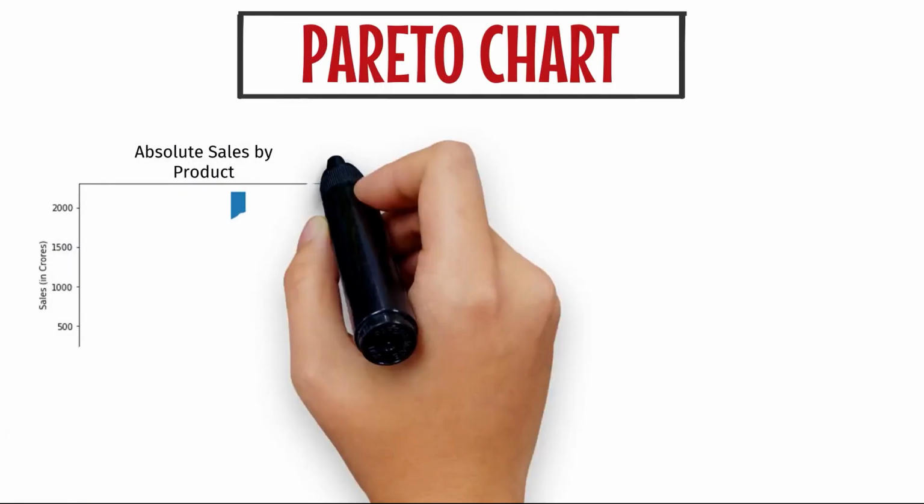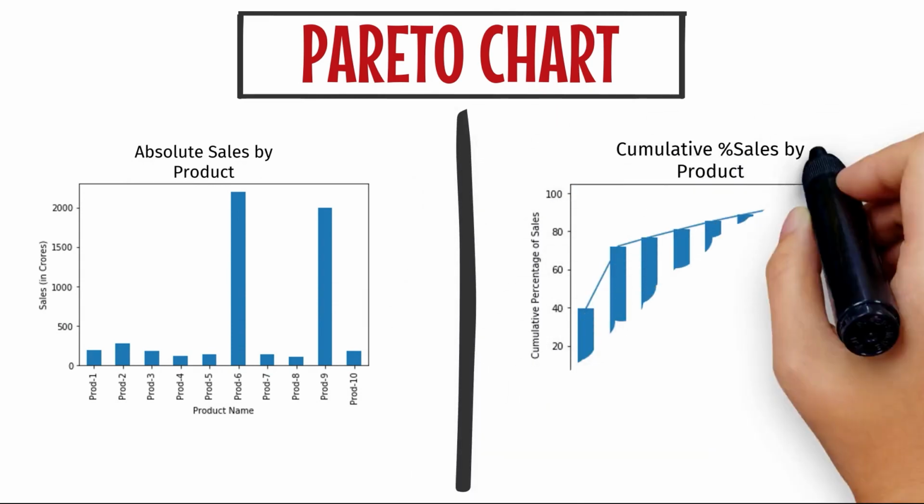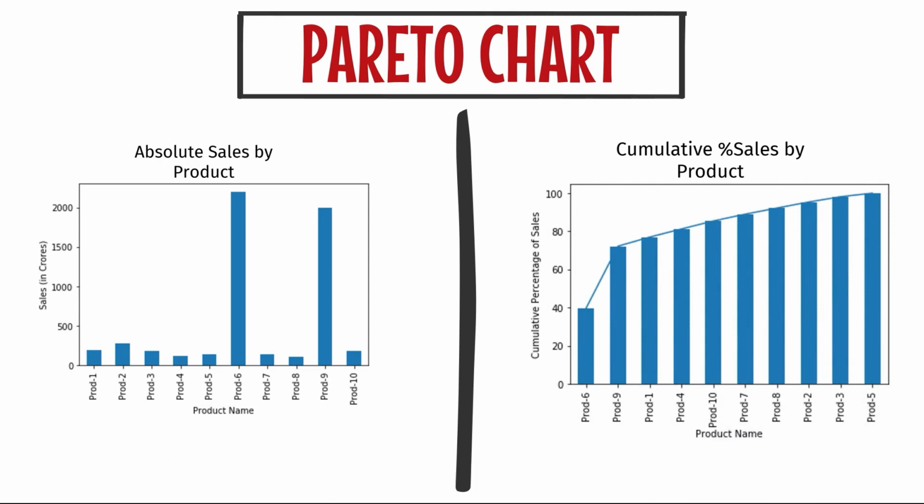Let's say we have sales values from different products in a company, as shown in the bar chart. If we calculate the cumulative percentage of sales by the products, it looks something like this. The first bar says that product 6 is contributing approximately 40% of the overall revenue. The second bar says that put together, product 6 and product 9 contribute approximately 70% of the overall revenue. Likewise, the other bars indicate together how much they contribute along with the preceding products.